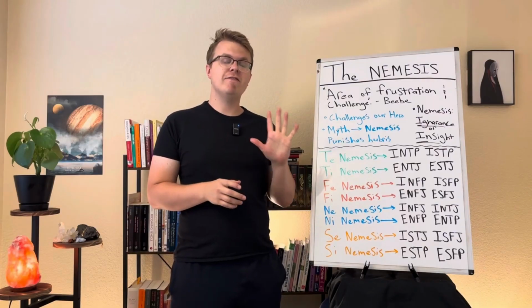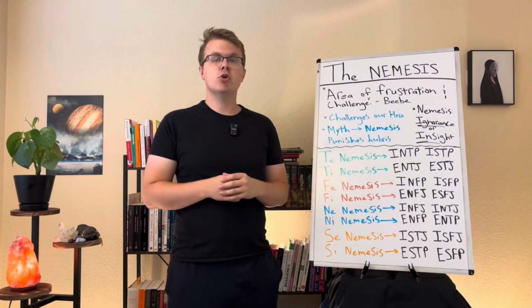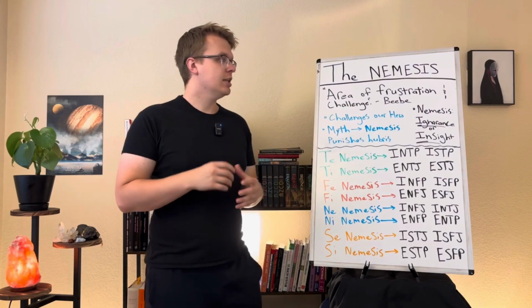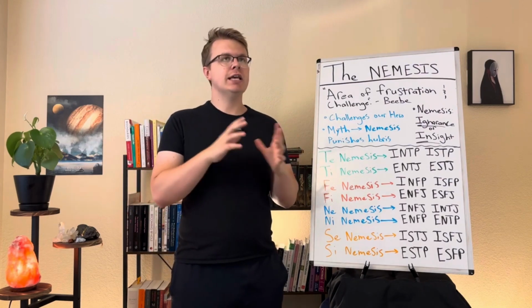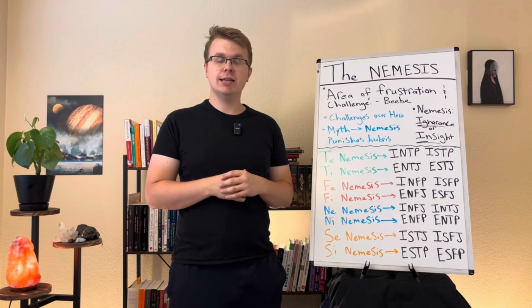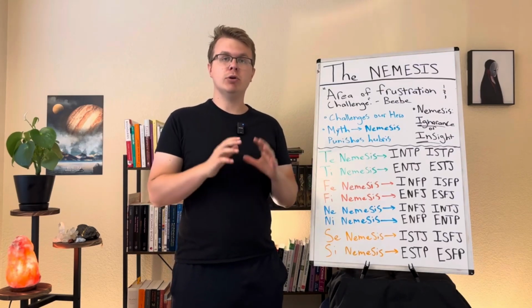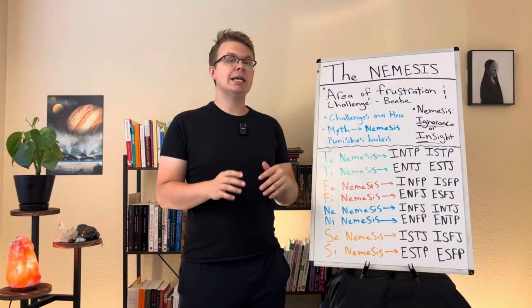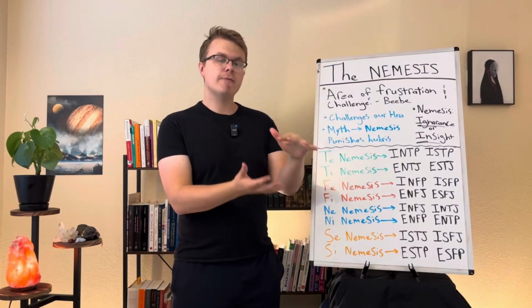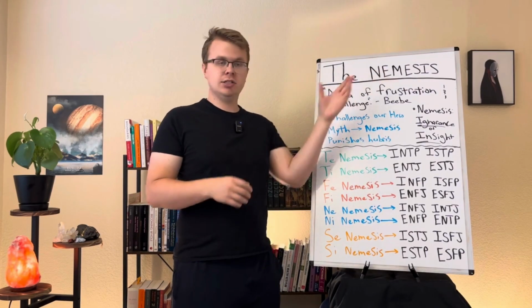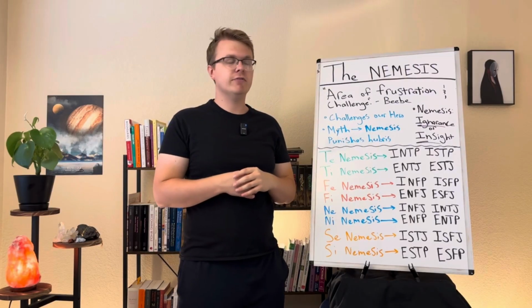Today we're talking about the fifth of the cognitive archetypes, or the cognitive attitudes. These are the characters, the different kinds of energies within our personality type that dictate how a certain aspect of our personality will be expressed. Today we're talking about the first of the bottom four functions: the Nemesis function, the fifth function.